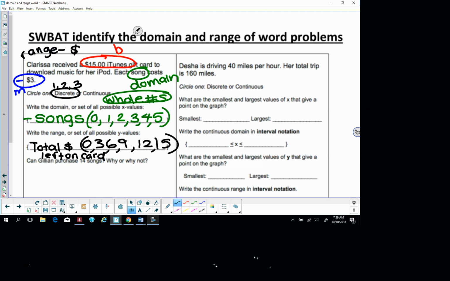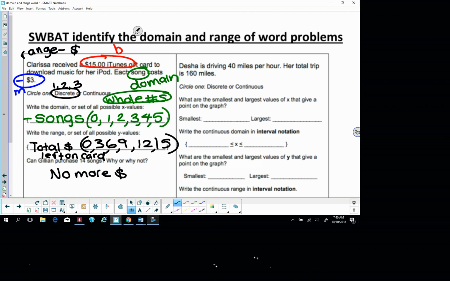Could she purchase 14 songs? No, why not? Would she run out of money, or would she still have money on that card? She would run out of money. She would need to buy a whole other gift card. So that's one type of domain and range question you would see.